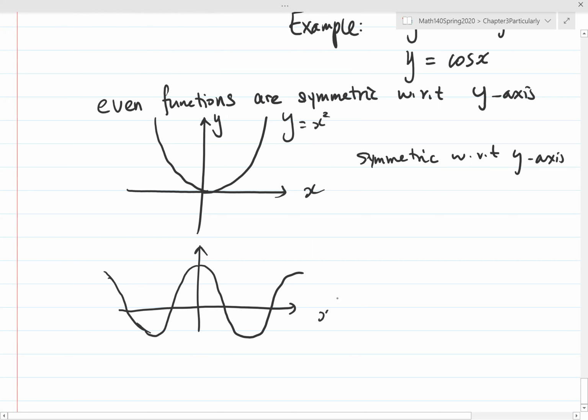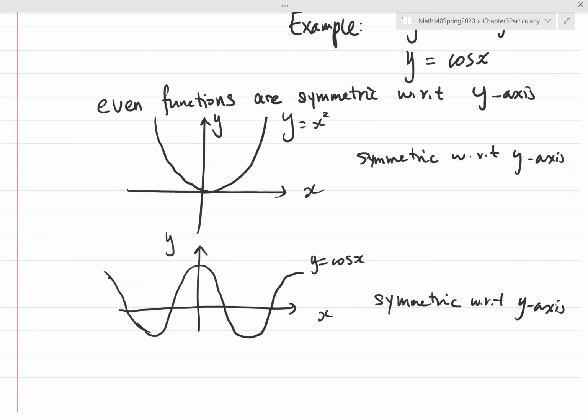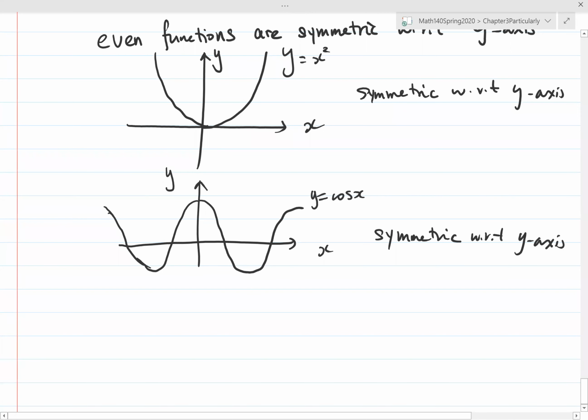So this is the x, this is the y. Y equals cosine x. Again, it's symmetric with respect to the y-axis. So if we know a function is even, then we only need to plot half of its graph, and the other half follows by symmetry. We just flip with respect to the y-axis, then we get the other piece.